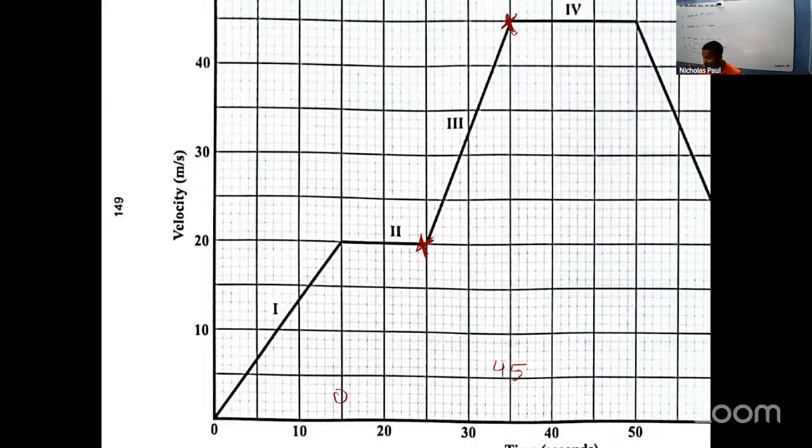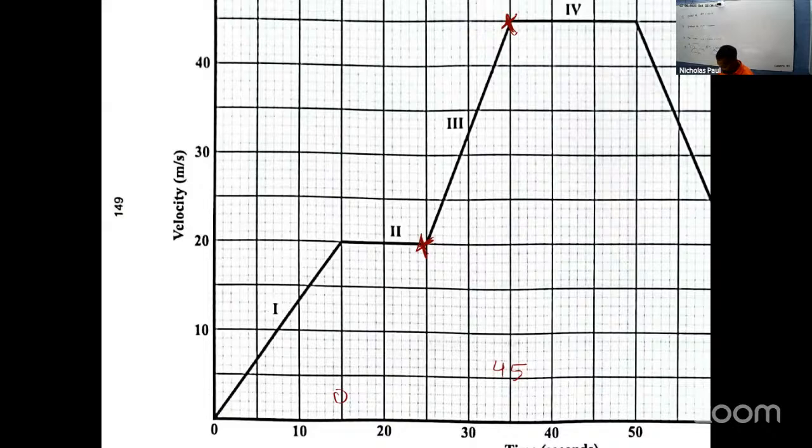Right, and remember you have to find the area, you have to find the distance traveled in the first what? What was part 3 earlier? Find the distance traveled in what? First 25.